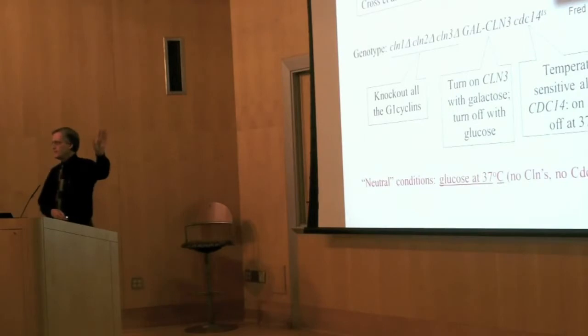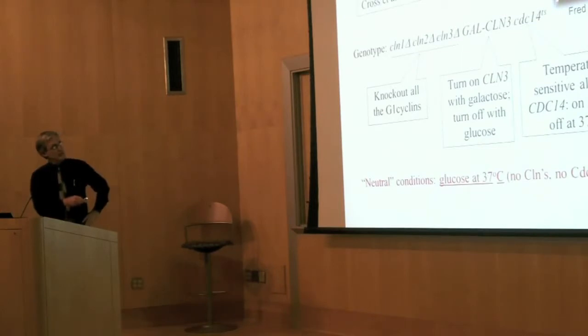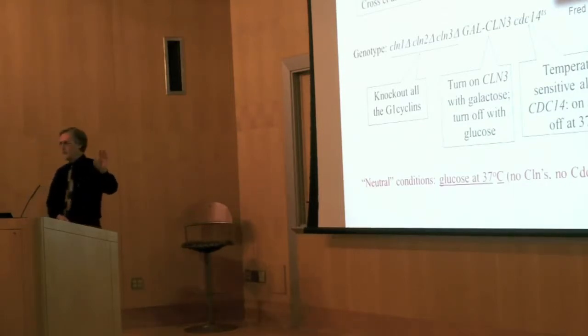Finally, we've got to get rid of CDC14. Remember, CDC14 was the guy on the other side of the picture. We have to get rid of CDC14. He does that by using a temperature-sensitive allele of CDC14. So at 37 degrees centigrade, CDC14 is inactive and the cells can't exit from mitosis. That way you can trap them in the upper state.